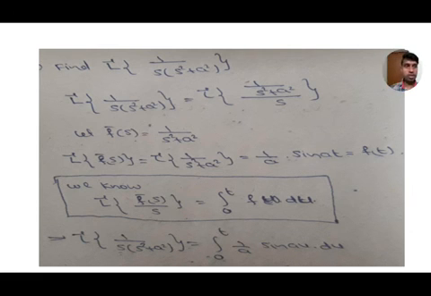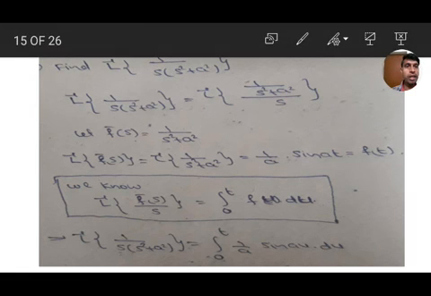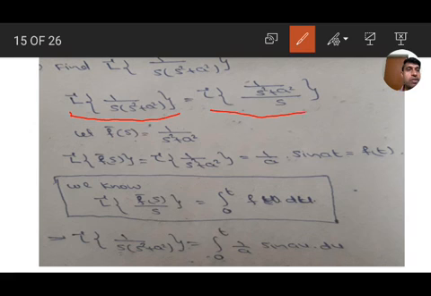Find L inverse of 1 by s into s square plus a square. That is L inverse of 1 by s into s square plus a square, which can be written as L inverse of 1 by s square plus a square, whole by s. The reciprocal of s by 1 gives 1 by s in the denominator, so we get this.